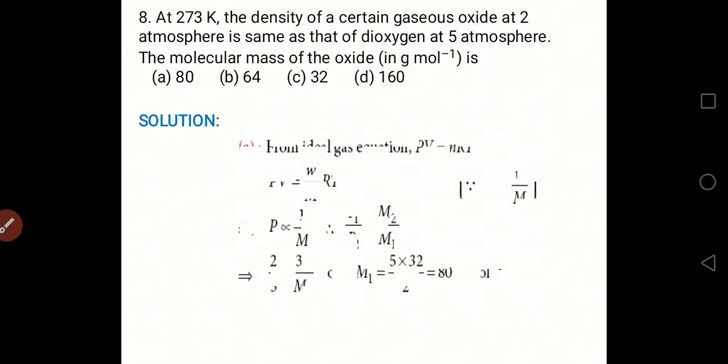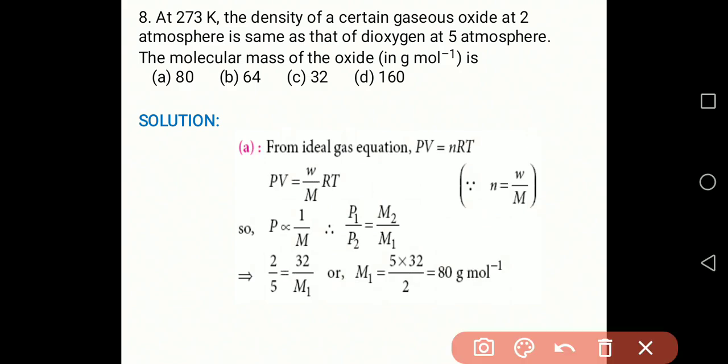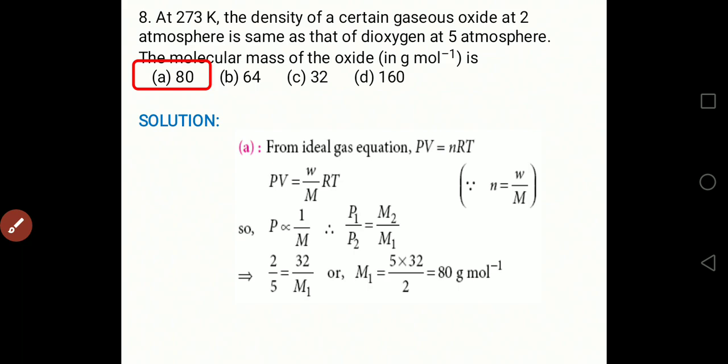We know that n is equal to mass by molecular mass, correct? So in this formula, density is the same, which means mass by volume. When I take volume this side, here it is W by V, that is density, the same. R and T are constant. So then we can equate P proportional to 1 by M. So P is inversely proportional to molecular mass. Then P1 by P2 equals M2 by M1. When you solve this, you are going to get the answer as 80.